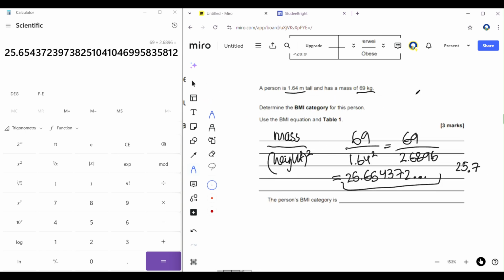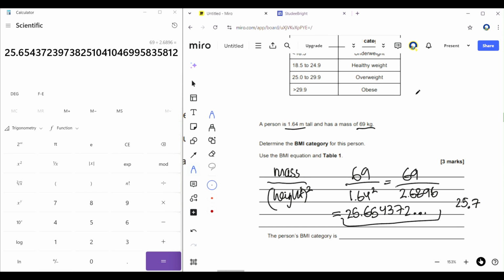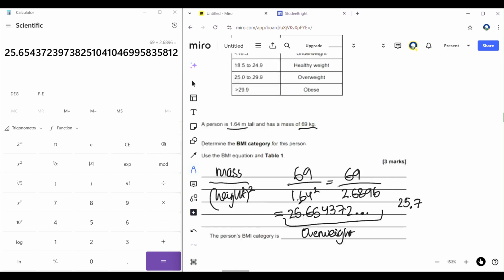So you've got to read the question carefully because a lot of students tend to get this wrong. As simple as it sounds, you get the value and then you have to write the category here. So what students might do is write the value. No, you make sure that you read the question carefully and look at what you're answering. Okay, so you just write overweight on that. Right, and that is our question answered.